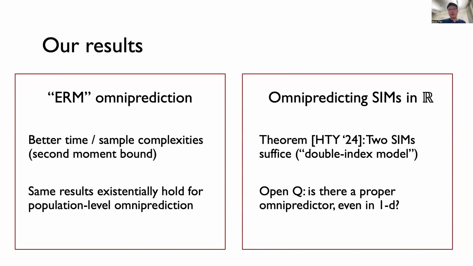I want to mention briefly a few of our other results in the paper, in particular for an empirical risk minimization version of omni-prediction, where we no longer posit that the samples are drawn from a distribution, but rather we just want to output a frequentist estimate. We achieve a slightly better runtime and sample complexity depending on a second moment bound rather than an almost sure bound. And finally, for the simple case of one-dimensional omni-prediction, we have an interesting interpretation of a known result that shows that simply two single-index models suffice to learn an omnipredictor. There's an open question here: is there a proper omnipredictor in any of these settings, even in the one-dimensional case?